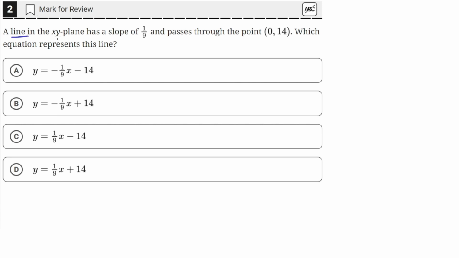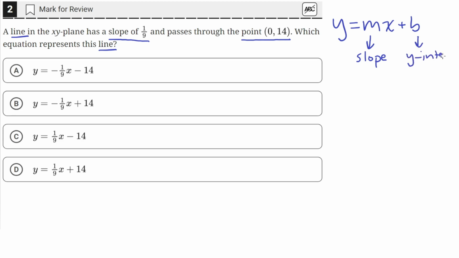A line in the xy plane has a slope of 1/9 and passes through the point 0, 14. Which equation represents this line? Okay, so the equation of a line is of the form y equals mx plus b, where y is the coordinate on the y-axis, x is the coordinate on the x-axis, m is the slope, and b is the y-intercept.